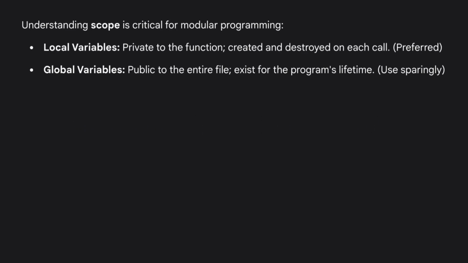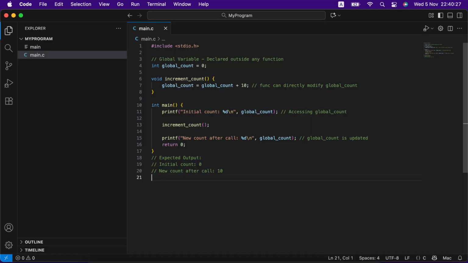Fifth, summary and next steps. Understanding scope is critical for modular programming. Local variables: private to the function, created and destroyed on each call. Preferred. Global variables: public to the entire file, exist for the program's lifetime. Use sparingly. This concludes our theoretical lessons on the fundamentals of C functions.